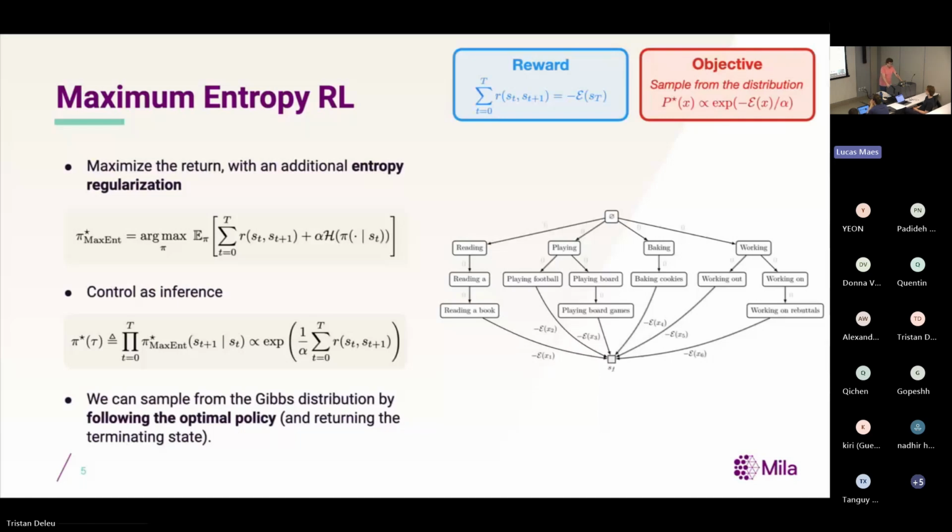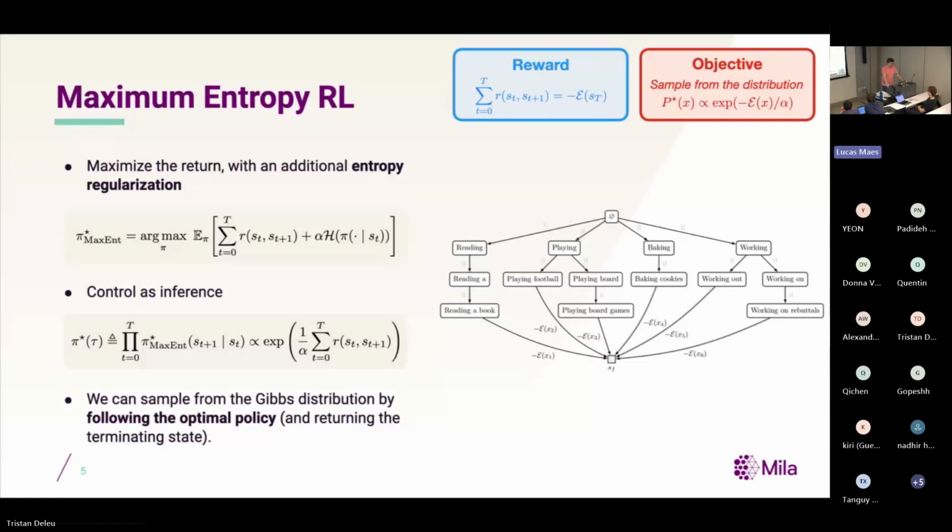So this is the optimization problem that we're solving. It's just regularized RL. And from the control as inference literature, we know the form that this optimal policy is going to take. If we take the probability of a complete trajectory, starting from the initial state and going all the way to a terminating state, so just multiplying the probability of each transition under this optimal policy, then this is going to be proportional to the exponential of 1 over alpha times the sum of reward.